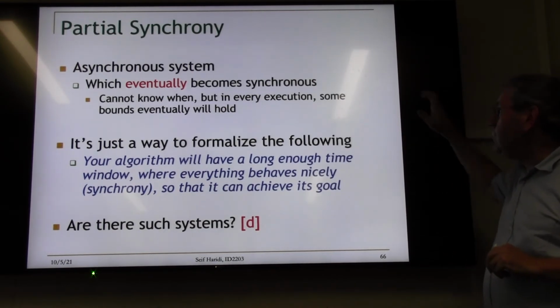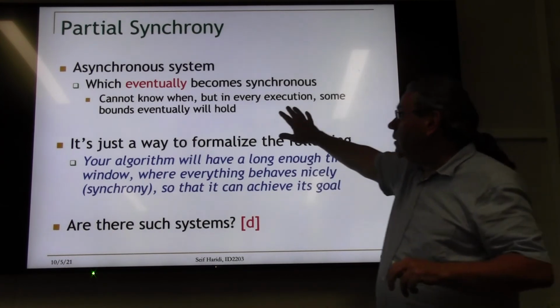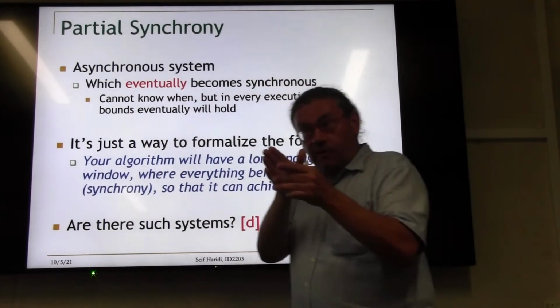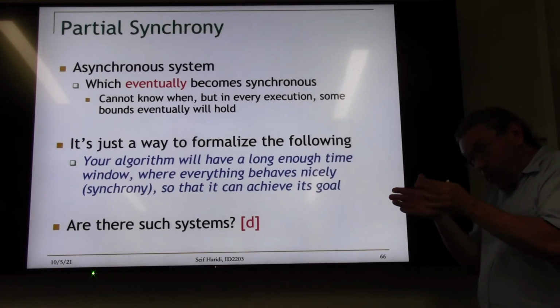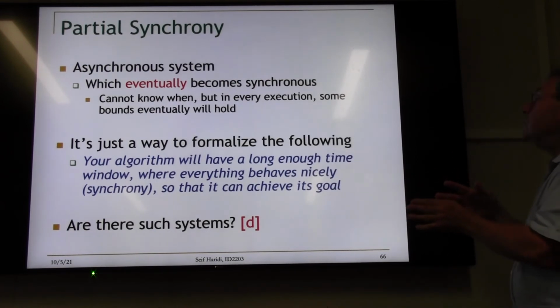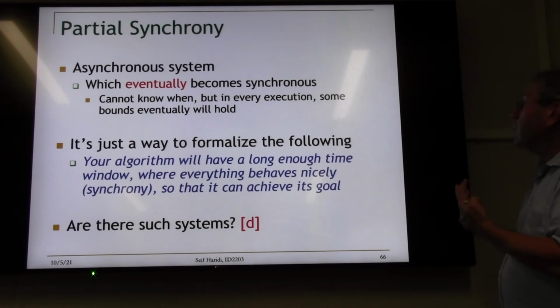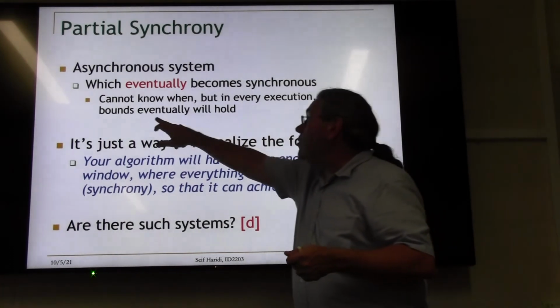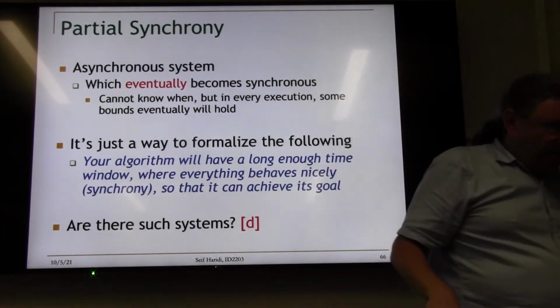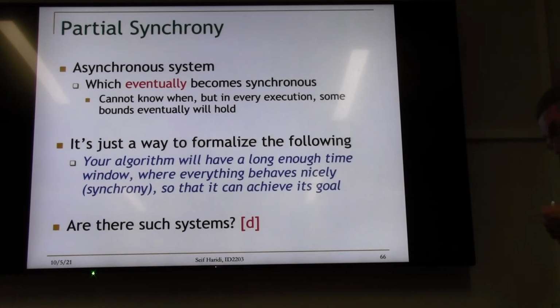So what does it mean? It's actually kind of subtle. It starts out being asynchronous. So when you start running your algorithm, you have to assume it's asynchronous because the bounds are totally unknown. But eventually there will be bounds, and so it becomes synchronous. In every execution, some bounds eventually will hold. The point is, you don't know when, and you don't know what the value is.